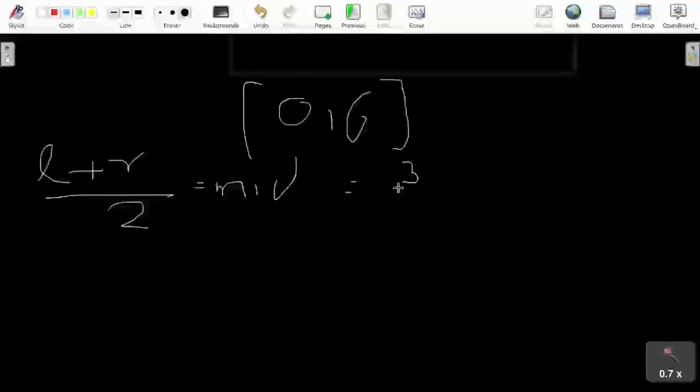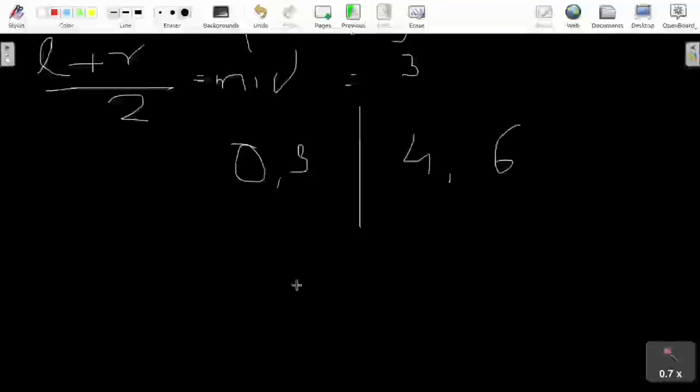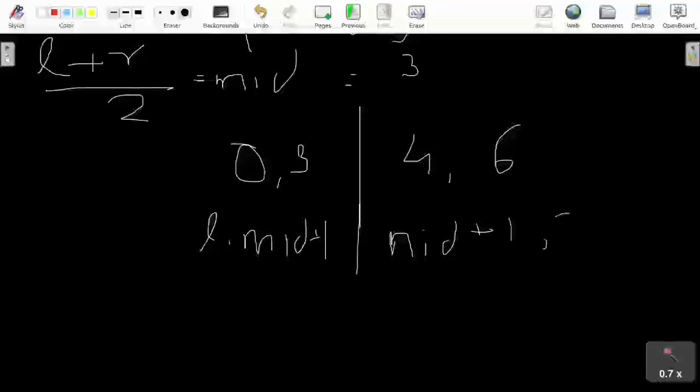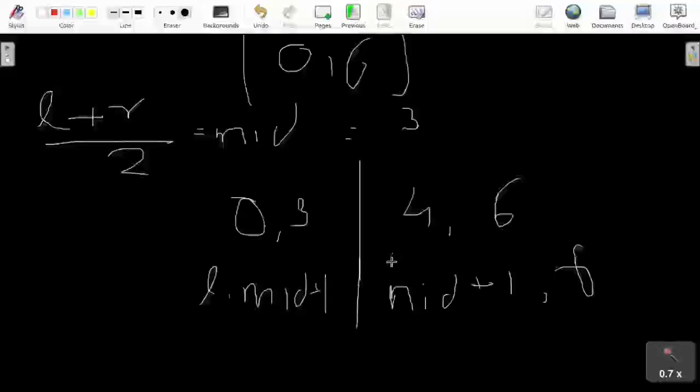And what you do, you divide your range in two parts. One part will be from L to mid, that is 0 to 3, and the second part is from mid plus 1 to R, that is 3 plus 1, 4, and R is 6. L to mid, and mid plus 1 to R. You divide your query like this.